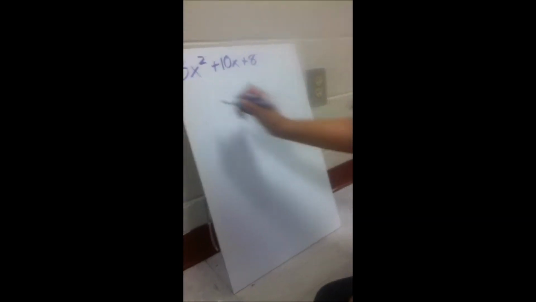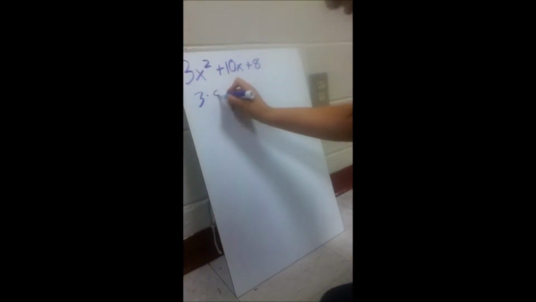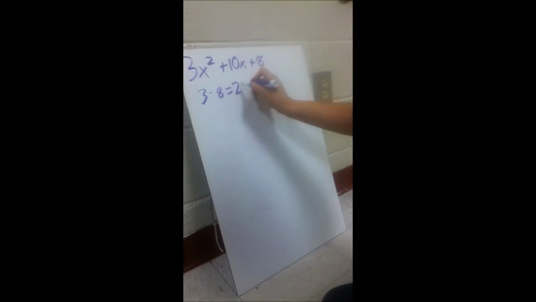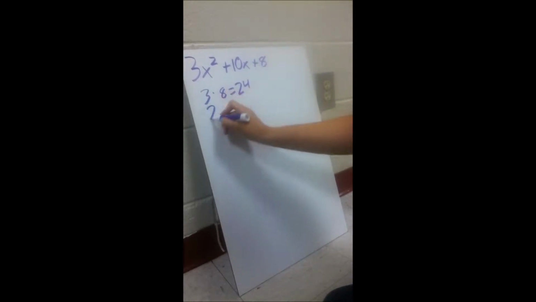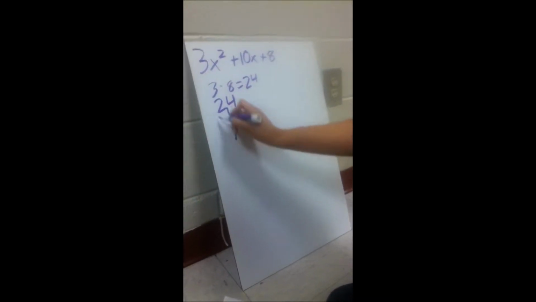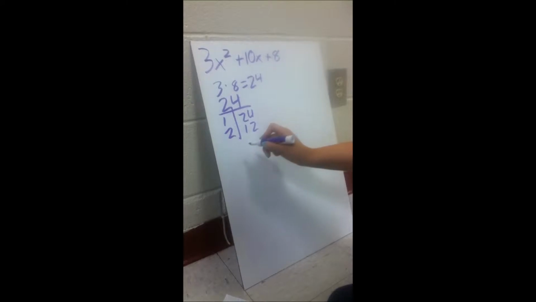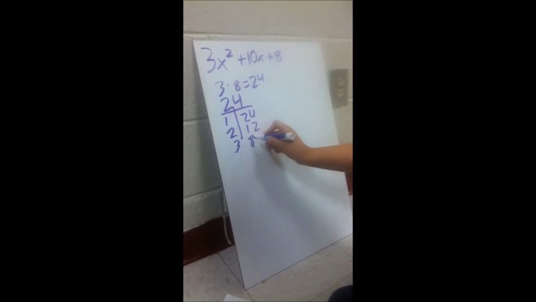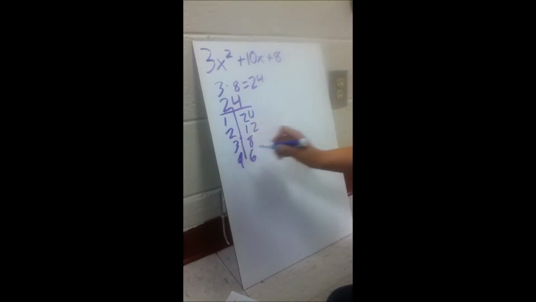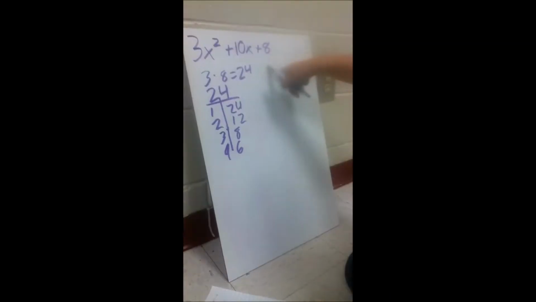You have to multiply 3 times 8, which equals 24. Then you have to find which factors go into 24: 1 and 24, 2 and 12, 3 and 8, and 4 and 6. And you want to find which ones can add up to 10.